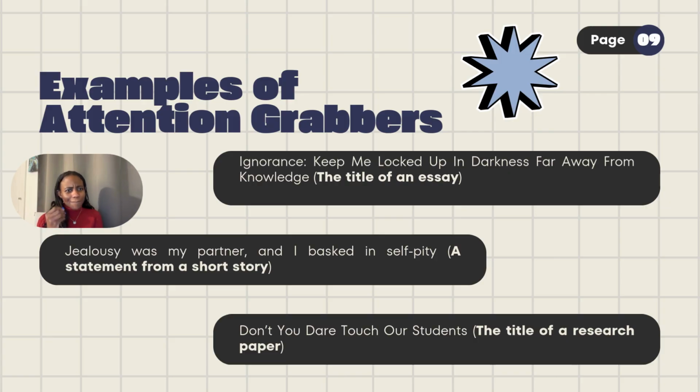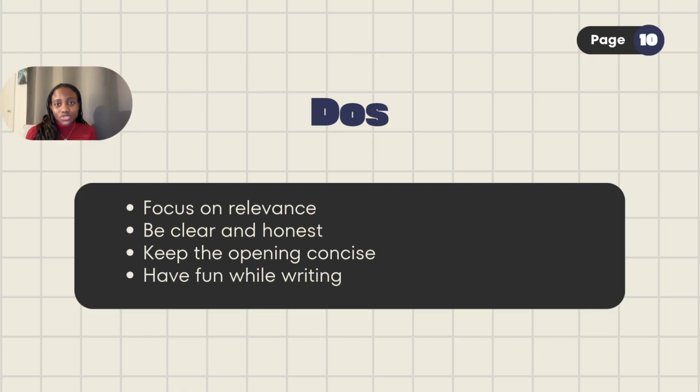The last example we have here, don't you dare touch our students. I feel like that's such a command. And guess what? That is the title of a research paper. Imagine. So your research papers don't have to be boring. I know you're a science student, I know you're carrying out research regarding a PhD work, but you could also do something with your titles. Your titles don't have to be boring. Think about these 3 examples and come up with your own example, because guess what? We're going to be writing a prompt in this module. Stay tuned.